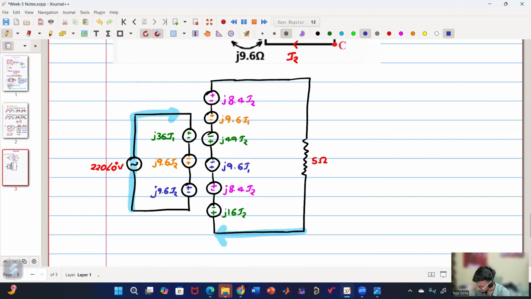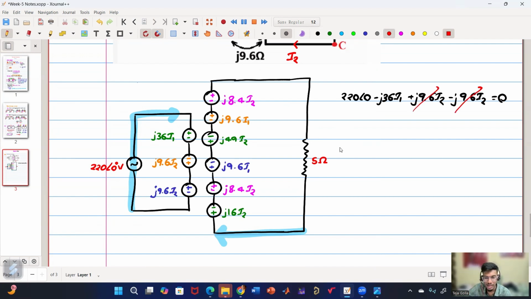So in the first one, we'll have what? 220 angle 0, and then, tell me, and then plus or minus, minus minus J36 I1. Okay, plus J9.6 I2, okay, minus J9.6 I2 equal to 0. Yes. So now if you see, two terms are getting cancelled. So this term is getting cancelled, this term is also getting cancelled.